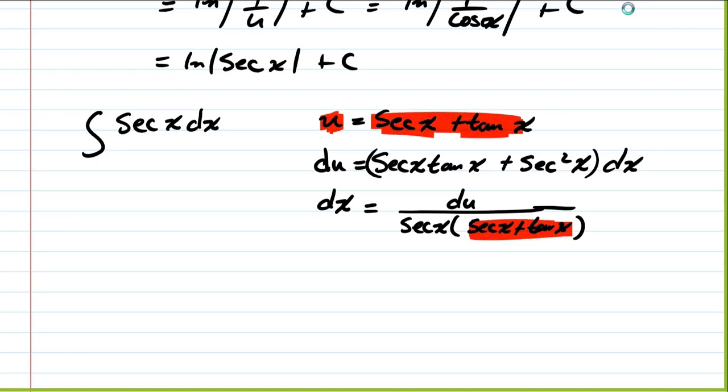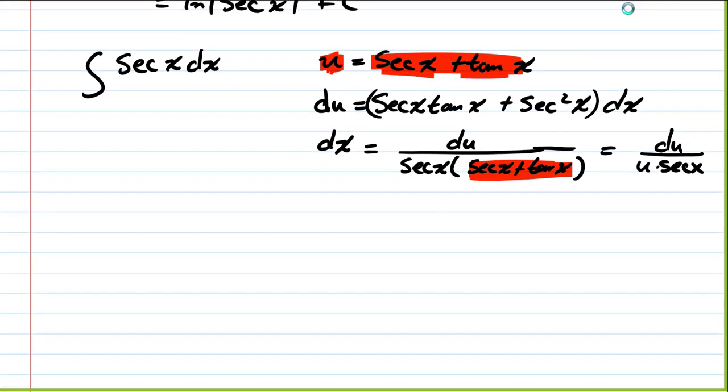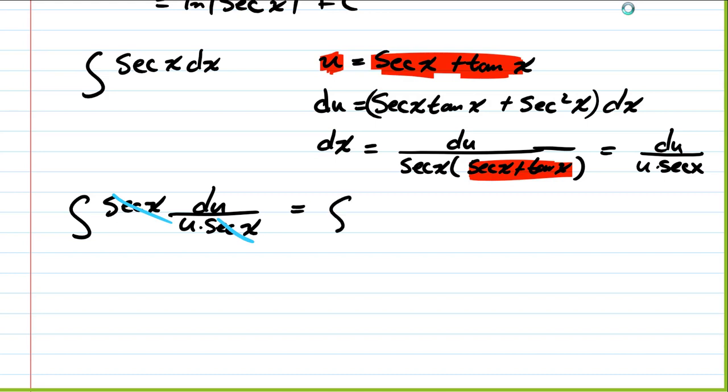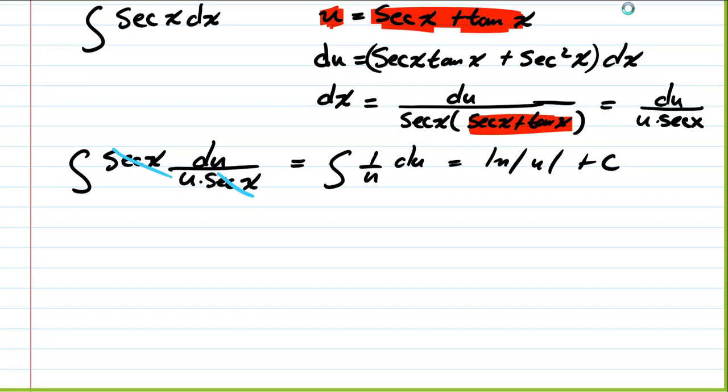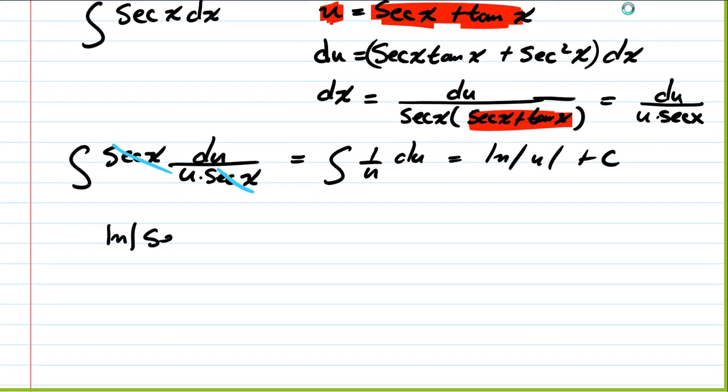So then this is equal to du over u times secant x. Okay. So now we substitute all of that back into our integral, and we have secant x times dx, which is du over u times secant x. Our secants reduce out, and we're left finally with the integral, once again, of 1 over u du, which is the natural logarithm of the absolute value of u plus c. And u is that miracle that we picked way back in the beginning because it works.